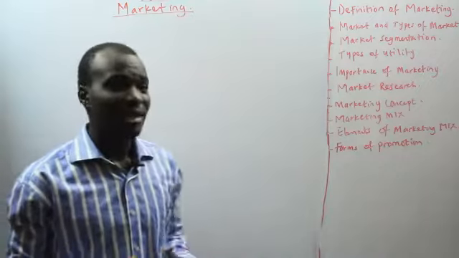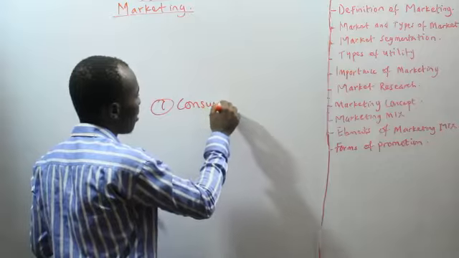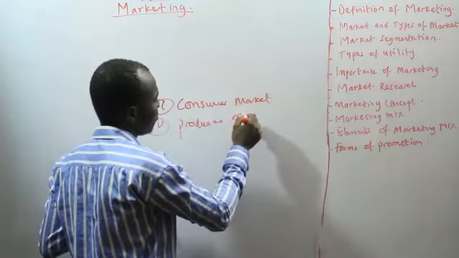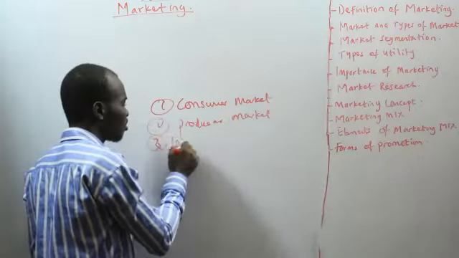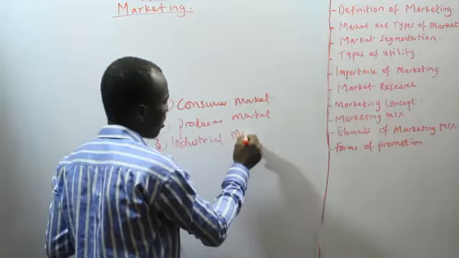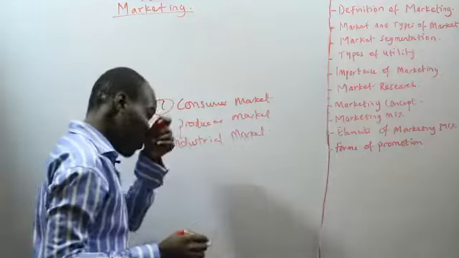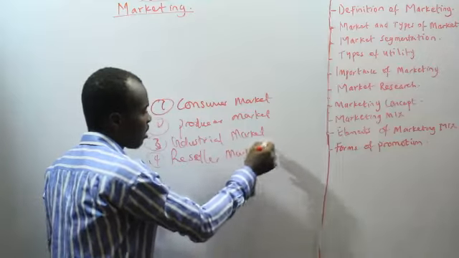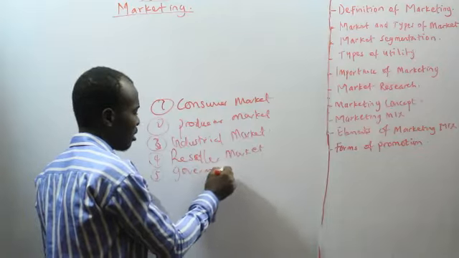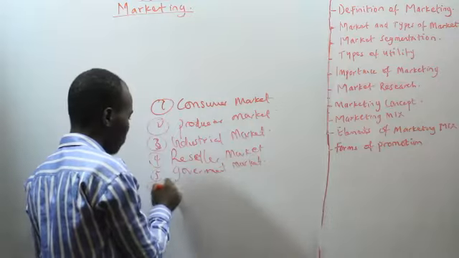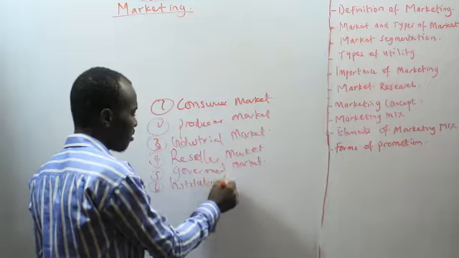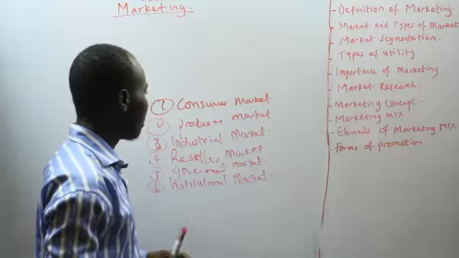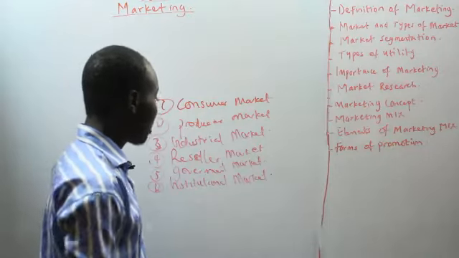Generally we are going to look at types of market. We have the consumer market, the producer market, the industrial market, the reseller market, the government market, and also the institutional market. We're going to look at the meaning of each of them.